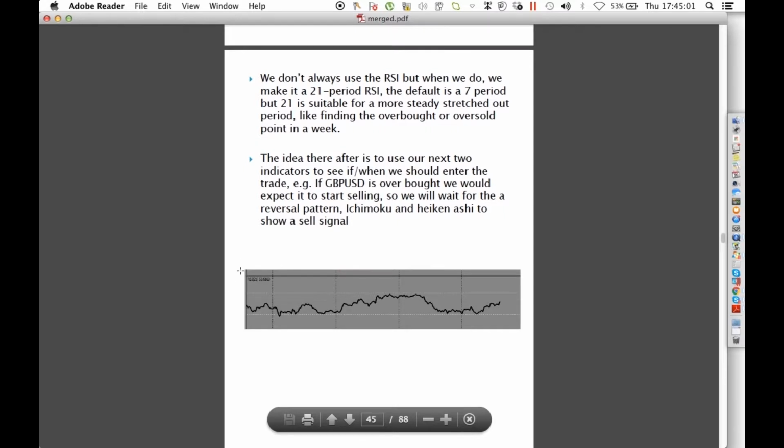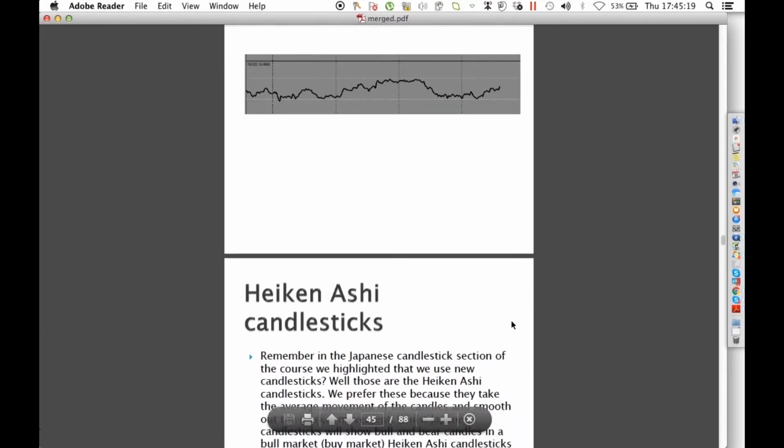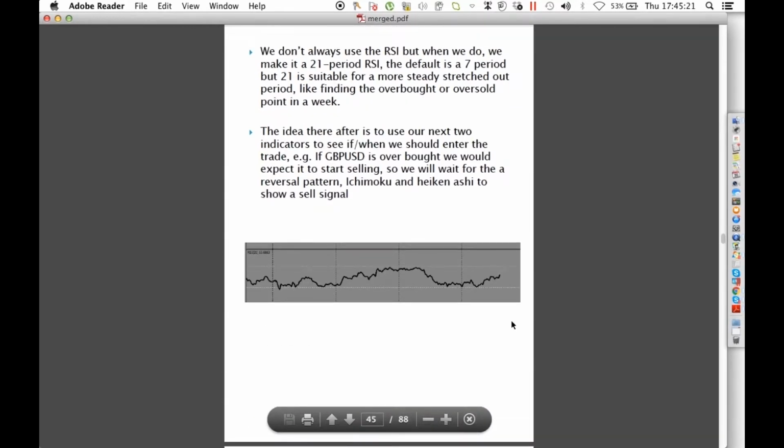So over here you see this is what it looks like. Over here is the 70 mark, down here is the 30 mark, and down here is the 0 mark, and above here is the 100 mark. So 0, 30, 70, and 100. It's pretty much basic. When it comes down here, that means it's oversold, or when it goes up here, it's overbought.